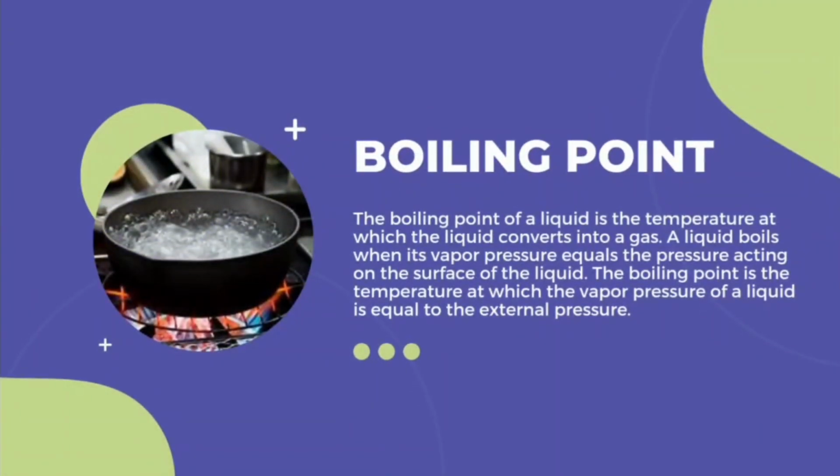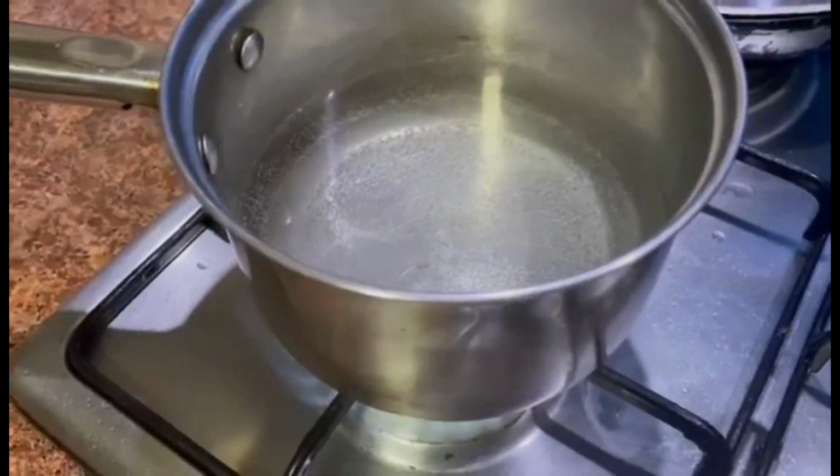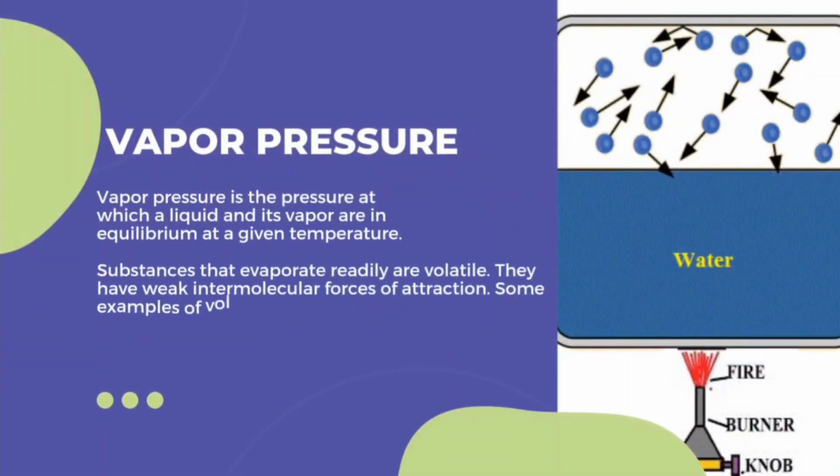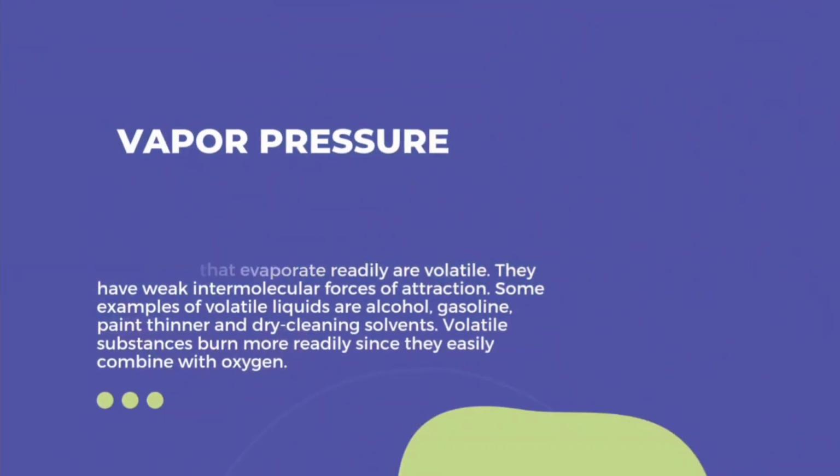The boiling point of a liquid is the specific temperature at which its vapor pressure matches the external pressure, causing the liquid to undergo a phase change and convert into gas. Vapor pressure is the pressure between a liquid and its vapor at a certain temperature. Volatile substances easily turn into vapor because they have weak forces holding them together. Examples of volatile liquids are alcohol and gasoline. These substances can burn easily because they mix quickly with oxygen.